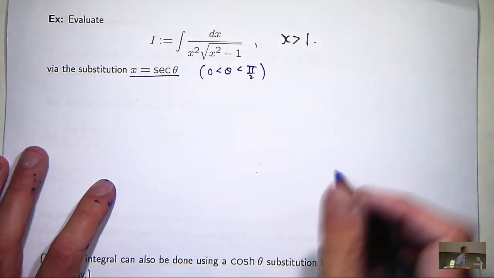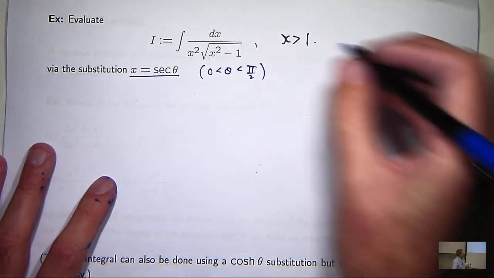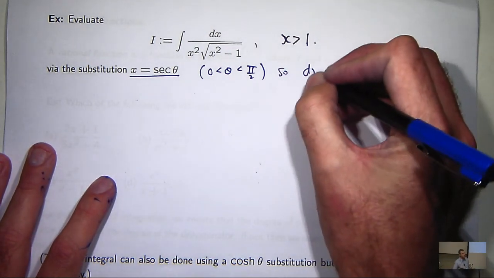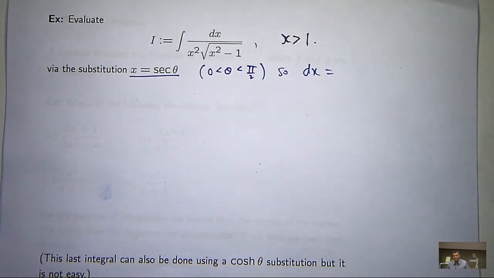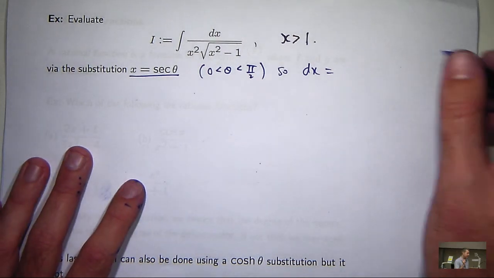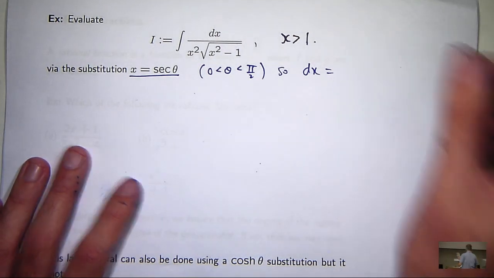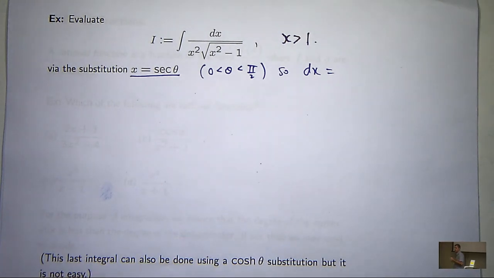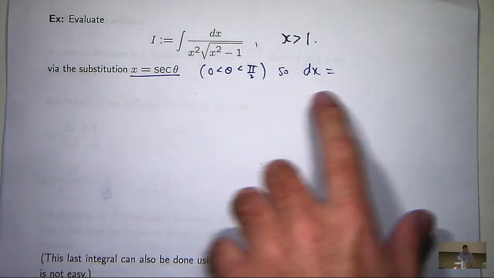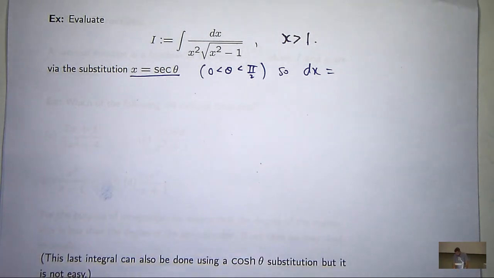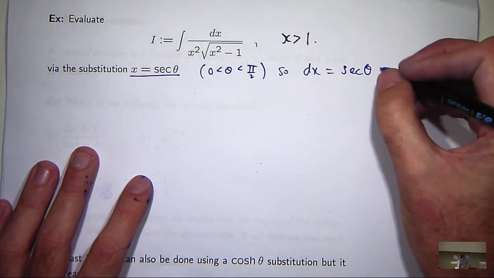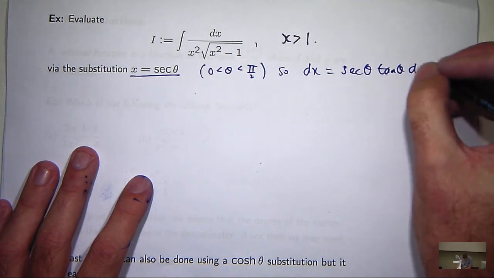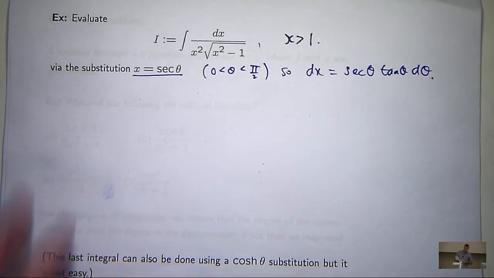So if x equals sec theta, what's dx? Anyone? D theta. Again, it's a definite integral. There's no limits of integration, right? So let's make our substitution and see what happens.